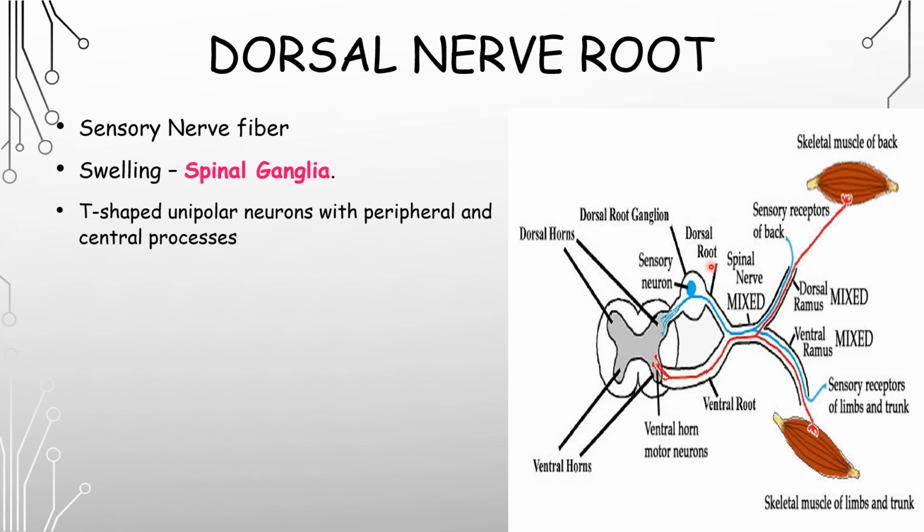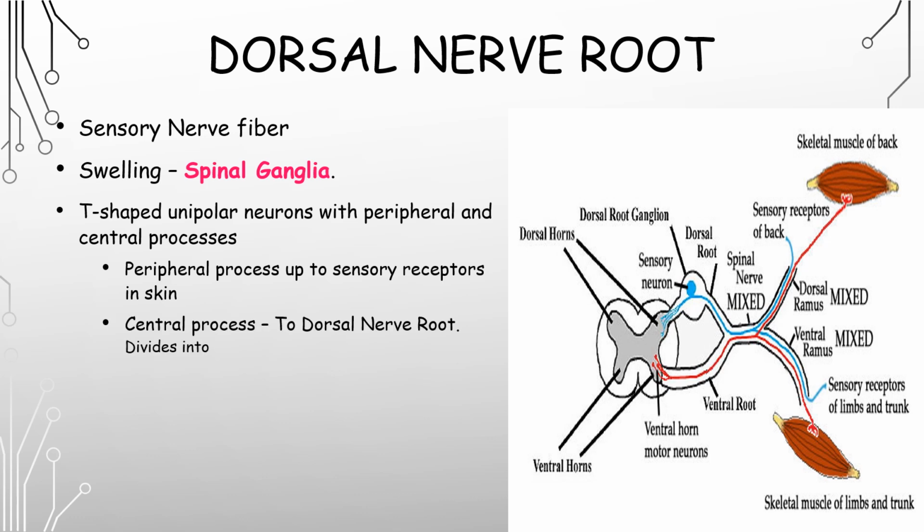And these ganglia are composed of T-shaped unicellular neurons with central and peripheral processes. This is the periphery and this is the center. So the peripheral processes extend up to the sensory receptors in the skin. The area of the skin supplied by a spinal nerve is called a dermatome. So remember this term, dermatome. It is the area of the skin supplied by a spinal nerve.